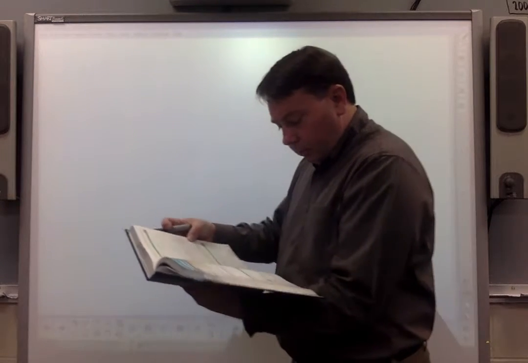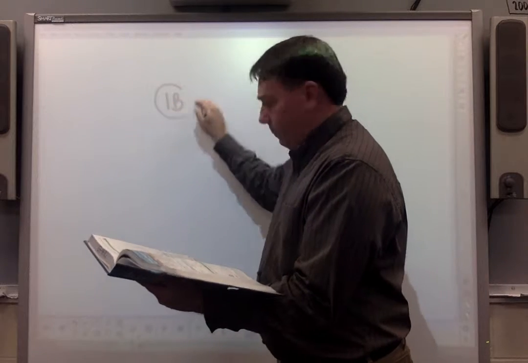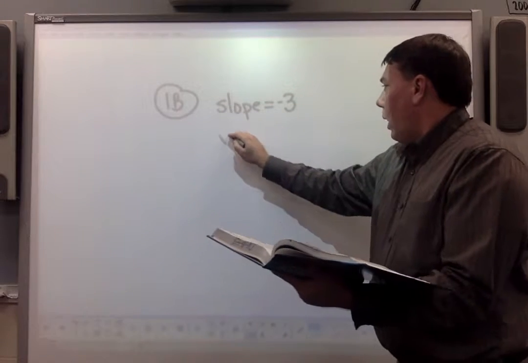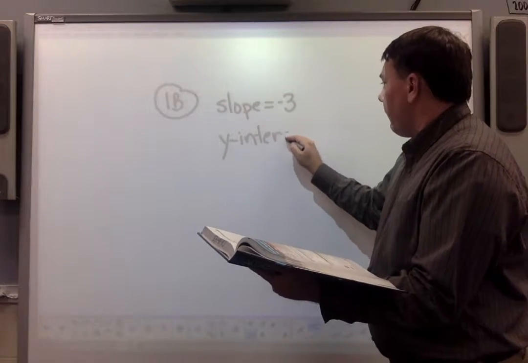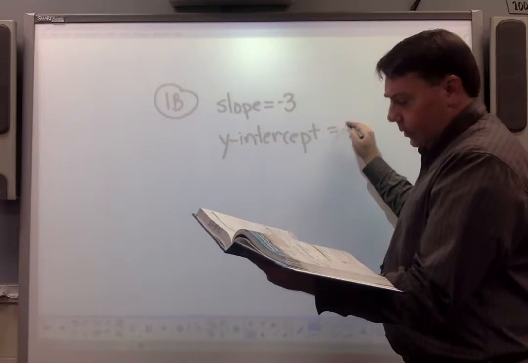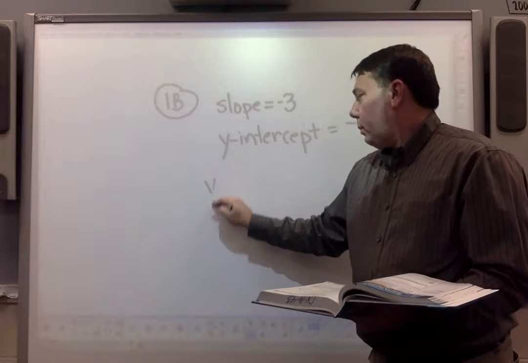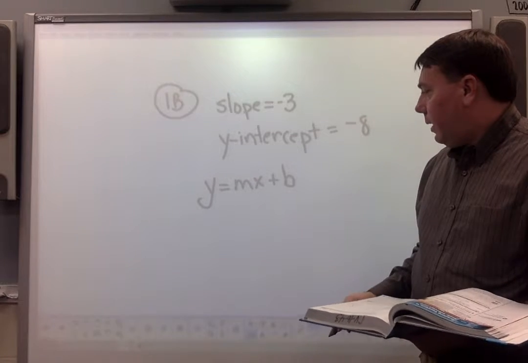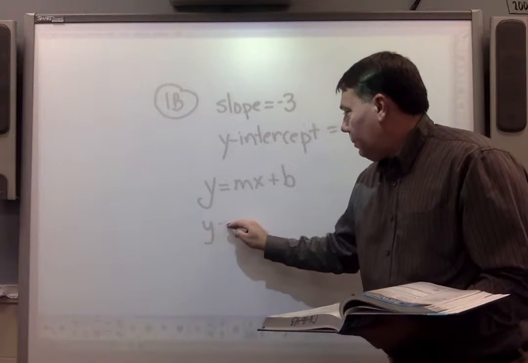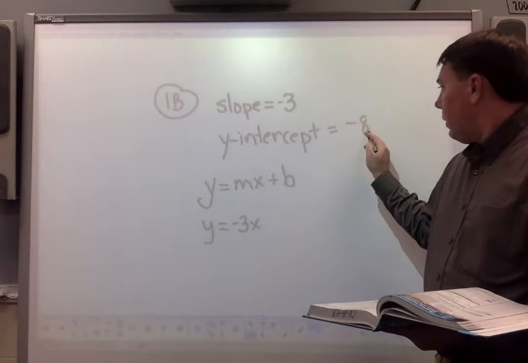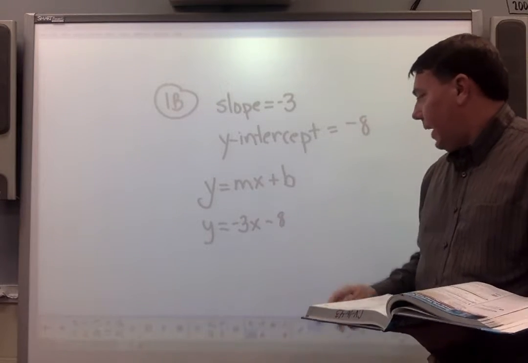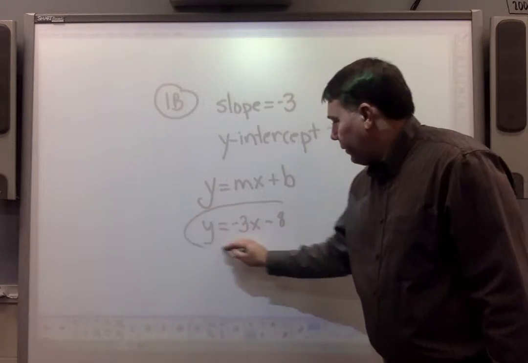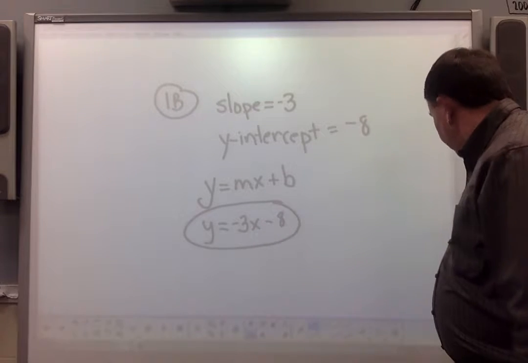Example 2 here, or it's 1b in your book. You have a slope of -3 and a y-intercept that is equal to -8. So you would use your formula, y equals mx plus b. Then you replace the slope, which is m, with -3, and you replace the b with -8. If your b is negative, you can rewrite that as minus 8. So that's your answer: y equals -3x minus 8.